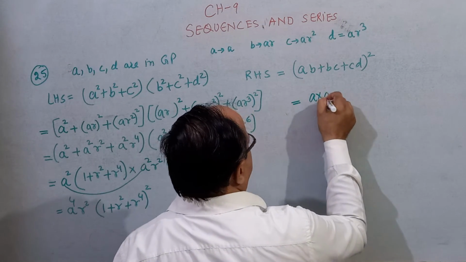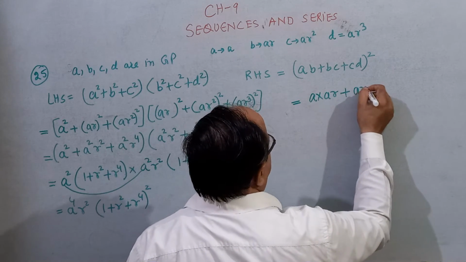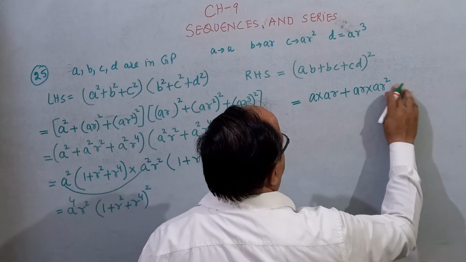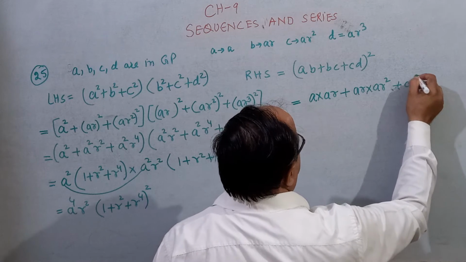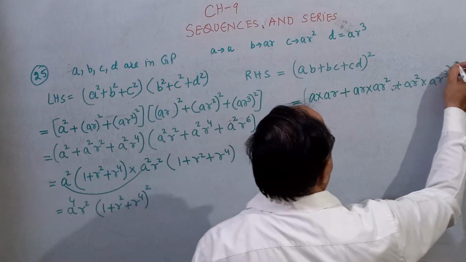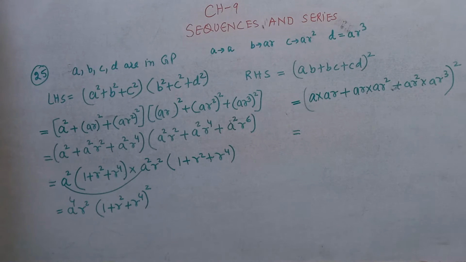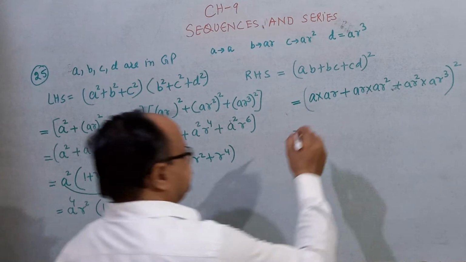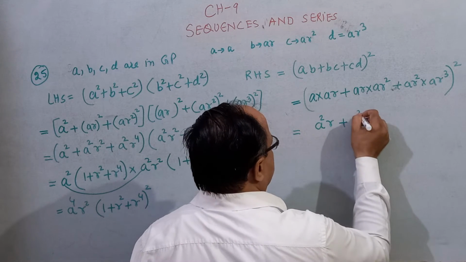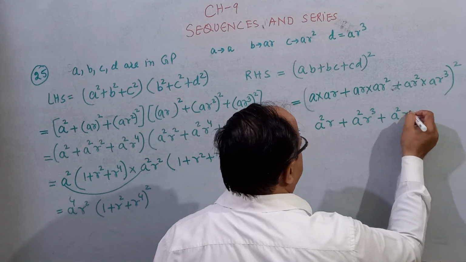Value of A, value of B you know AR, and value of C AR square, and AR square into AR to the power 3. Correct? Now simplify. A square R plus A square R to the power 3 plus A square R to the power 5.